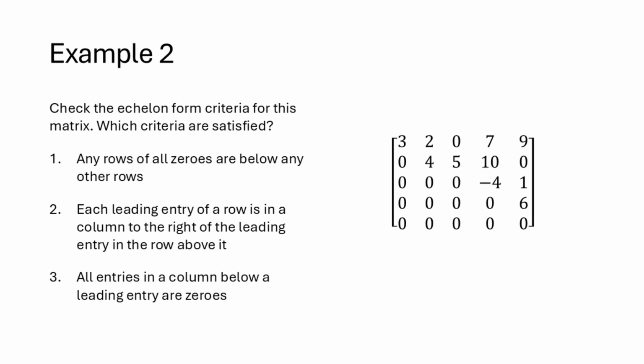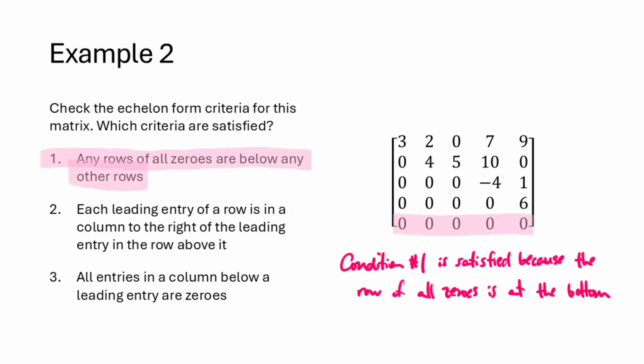Let's try another example. So again, we're looking at this matrix and trying to figure out, is this matrix in echelon form? First, we look for rows of all zeros. We do have a row of all zeros here, but this time it is at the bottom of our matrix, and so condition 1 is satisfied. But that's not enough to tell us whether the matrix is in echelon form. We need to check all of the conditions and show that they're all satisfied in order to conclude that the matrix is in echelon form.